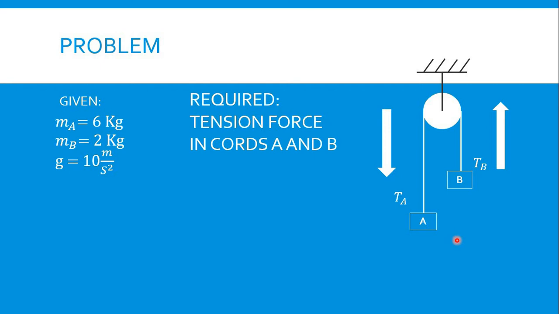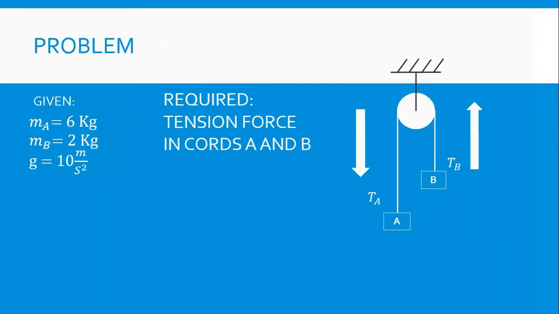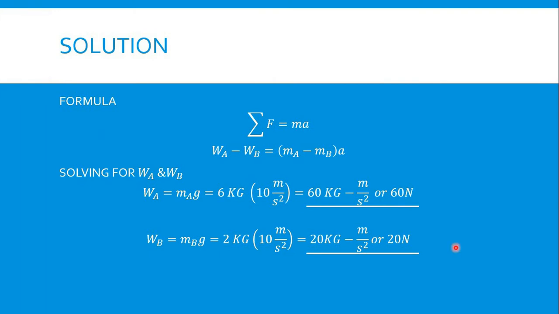So, the givens: mass A is equal to 6 kg, mass B is equal to 2 kg, and g, which is the gravity, is equal to 10 meters per second squared. The required in this problem is to get the tension force in cords A and B. On the right side of the slide, we can see the illustration of the problem. So for the solution, we must get the formula.